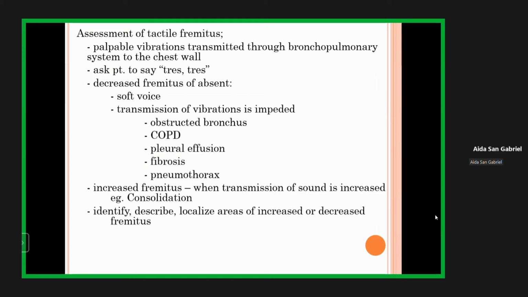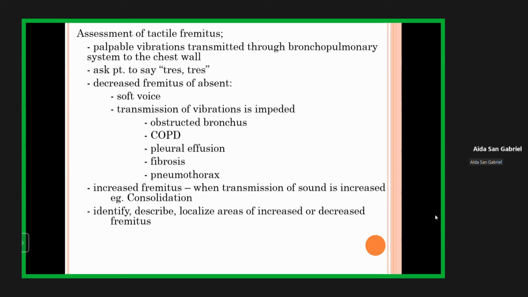Another assessment is tactile fremitus. Fremitus refers to palpable vibrations transmitted through the bronchopulmonary system to the chest wall. You ask your patient to say "tres tres" and you put your hands on the surface of the chest where you are going to examine. Put your palms on the chest and ask your patient to say "tres tres." This will produce vibrations which will be felt by your palpating hand.